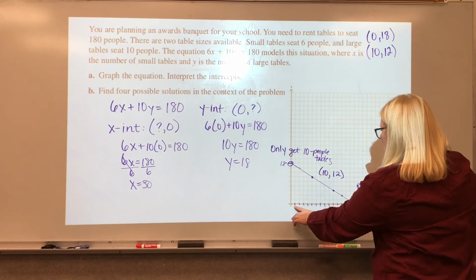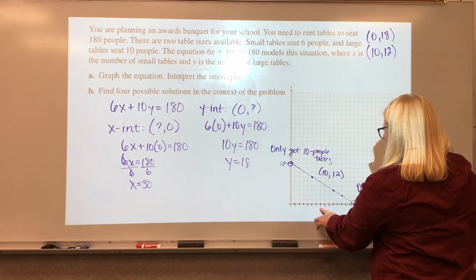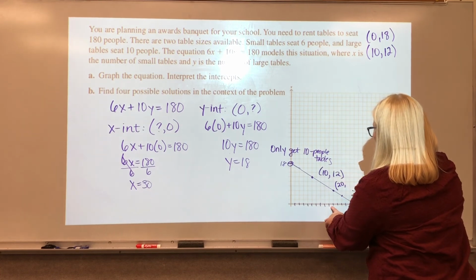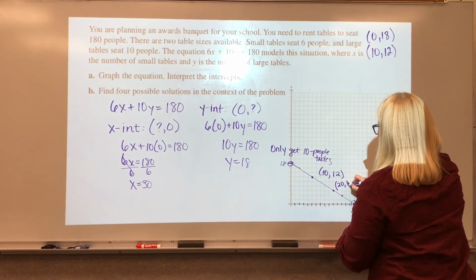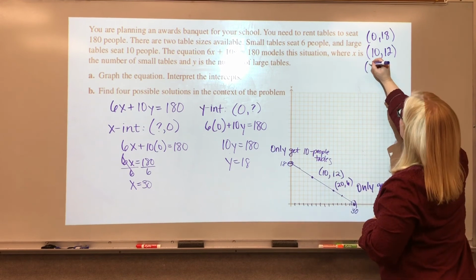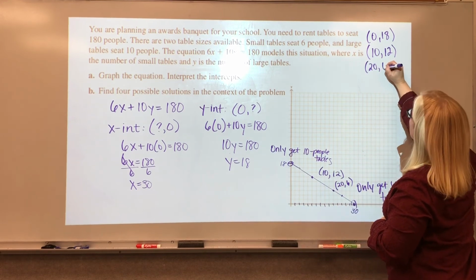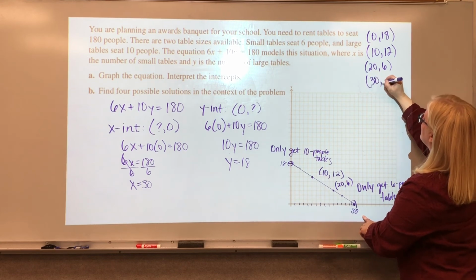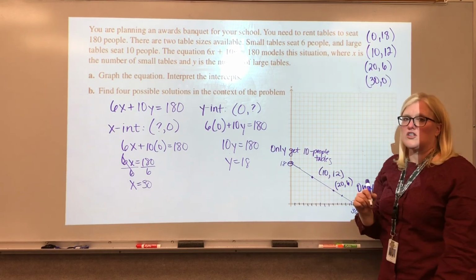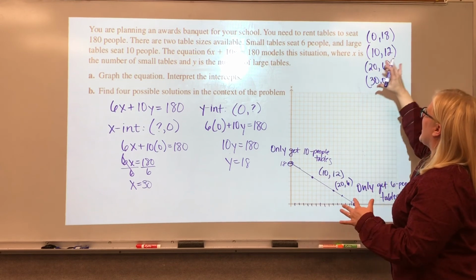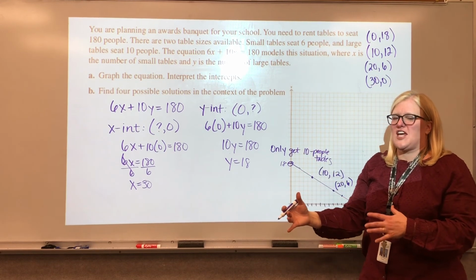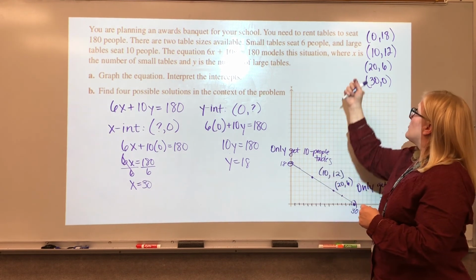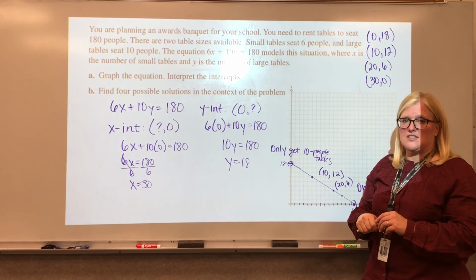Down here we have 2, 4, 6, 8, 10, 12, 14, 16, 18, 20. And here we have 2, 4, 6. We could have 20 large tables, 6 small tables, and then of course we could also have 30 small tables and no large tables. But I'm not going to have 7 large tables and something else. I'm going to seat exactly 180 people. So these are my only options.